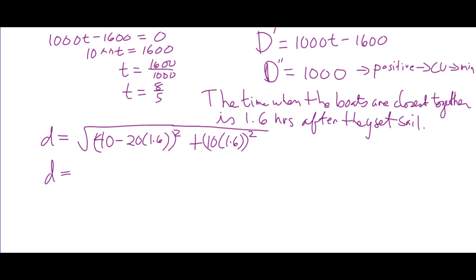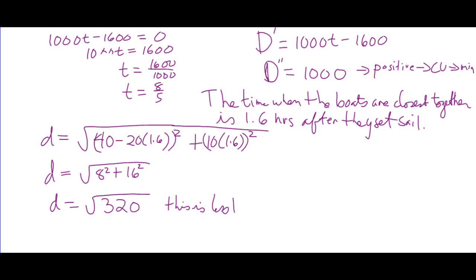So I'm just going to give you the numbers. Works out to 8 and 16. So that works out to 320. And the square root of 320 is less than 40, right? Square root of 320 is about 18, less than 40. Okay, so this is less than 40. So 1.6 hours. Period.